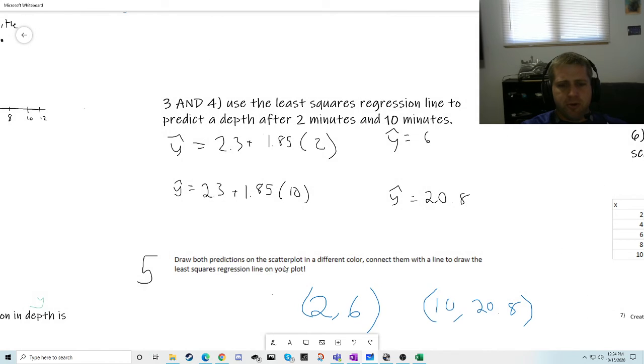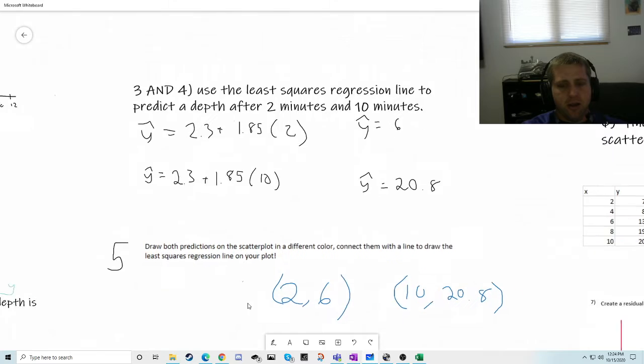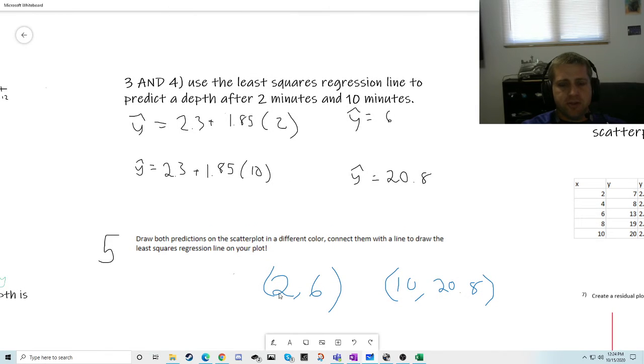So then I said draw both predictions on the scatter plot in a different color and connect them with a line. So that means the points I'm going to need are the x, y. Plugged in an x, got out a y. And you should be saying y hat, not just y, because this is a predicted value, it's not an actual value.